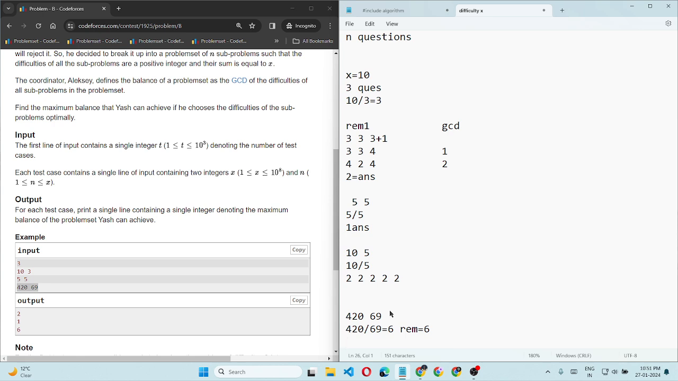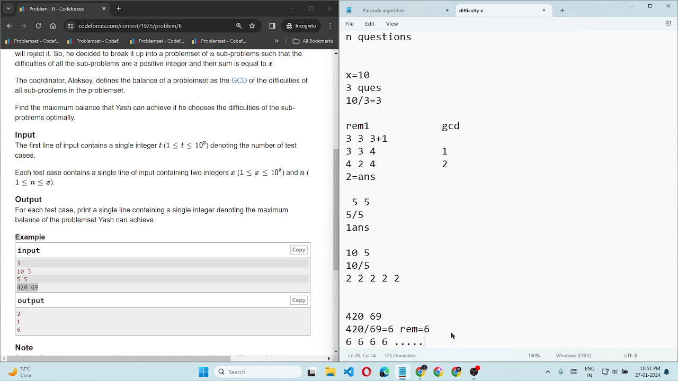So what I'm saying is that if I have to divide 420 into 69 questions, then I'll have to put 6 points for every question, and still there would be 6 points left. So this is right now the problem. So what I will do in this case is, let's see. Yeah, these are the questions.